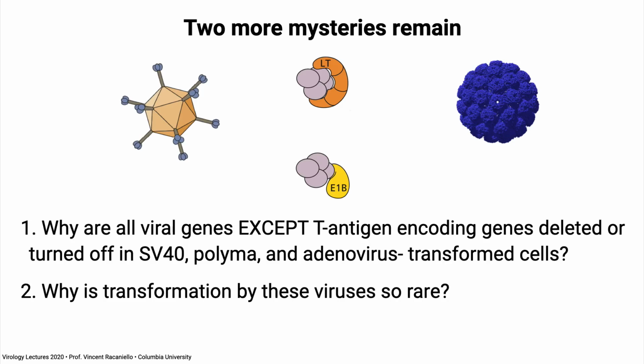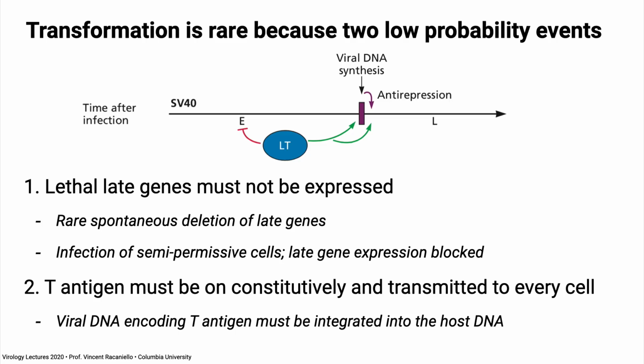Two more mysteries. Why are all viral genes except T antigens deleted or turned off in these transformed cells? And why is transformation so rare? So we're going to answer that. It's rare because of two low probability events that have to occur. First of all, the late genes cannot be expressed because they're lethal. So when a virus infects a cell, in some cases there's a rare spontaneous deletion of the late genes, and that will prevent the cells from being killed. The late genes typically encode capsid proteins, and you accumulate virus particles that are going to kill the cell. So it's pretty rare. It's a low probability event.